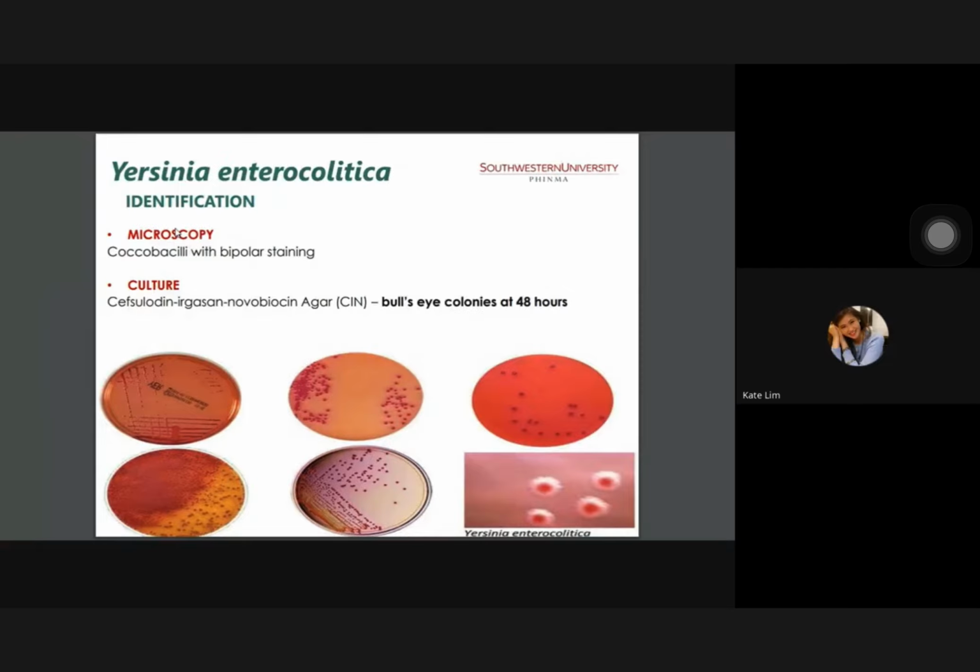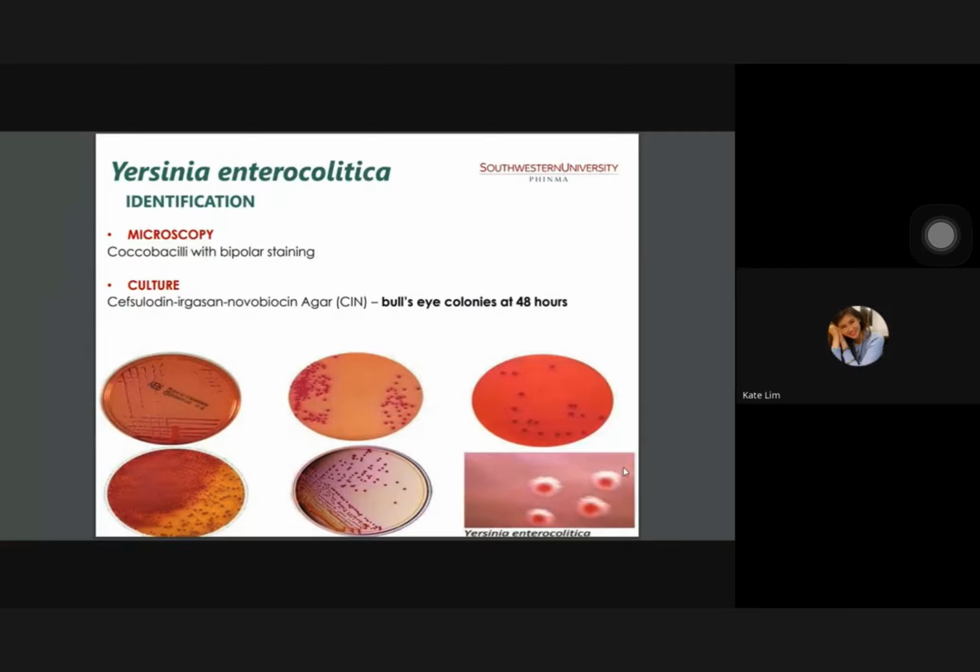Aside from that, we would also be using your CIN, or cefsulodin-irgasan-novobiocin agar. This is a specialized agar that suppresses the growth of other competing bacteria and only enhances the growth of Yersinia enterocolitica. What is good in your CIN is that it shows a distinctive morphology of Yersinia enterocolitica. When inoculated in your CIN, it shows bullseye colonies. On the lower portion of your screen, you can see your bullseye colonies.